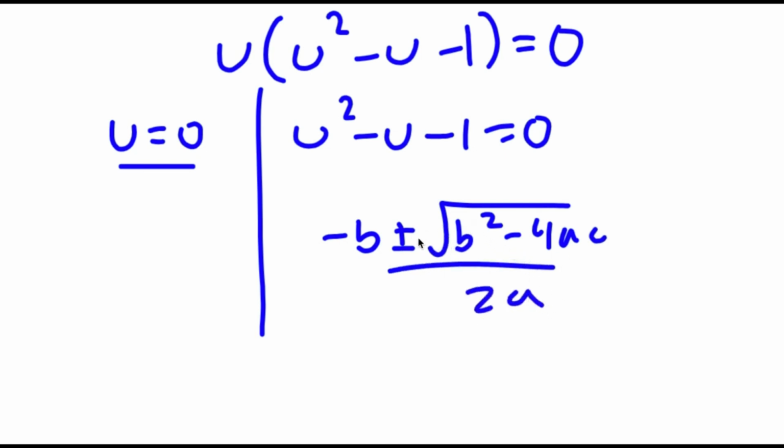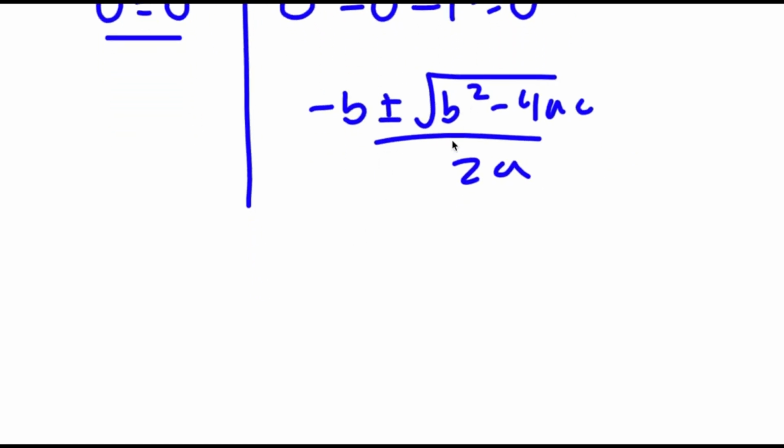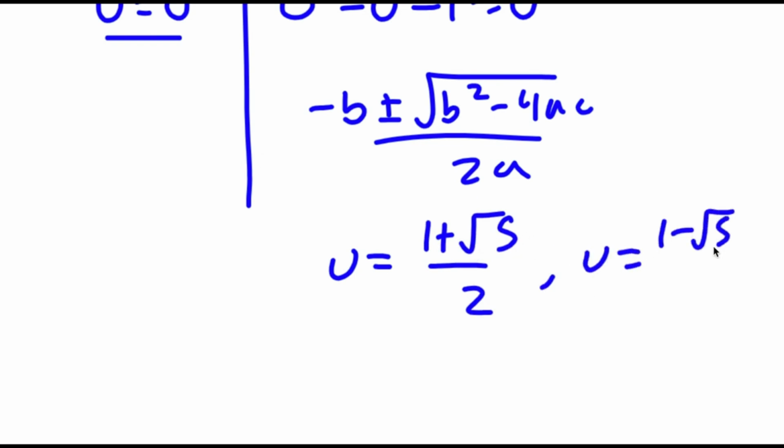I'm not going to waste your time actually plugging everything into the quadratic formula, but you should end up getting u equals (1 plus the square root of 5) over 2, and u is equal to (1 minus the square root of 5) over 2.